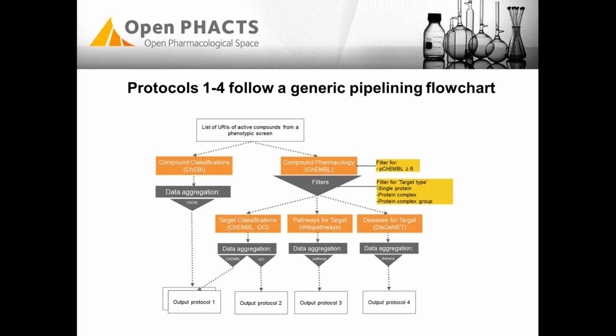The same you can do with pathways for targets, with the call which exists in the API and which queries the WikiPathways data, and you can do it with disease for target lists calls which query the DisGeNET data.